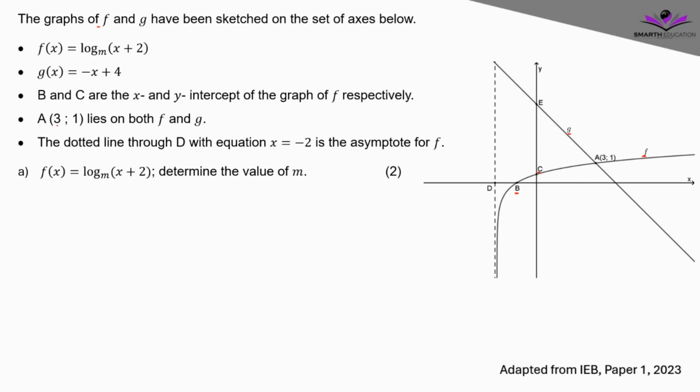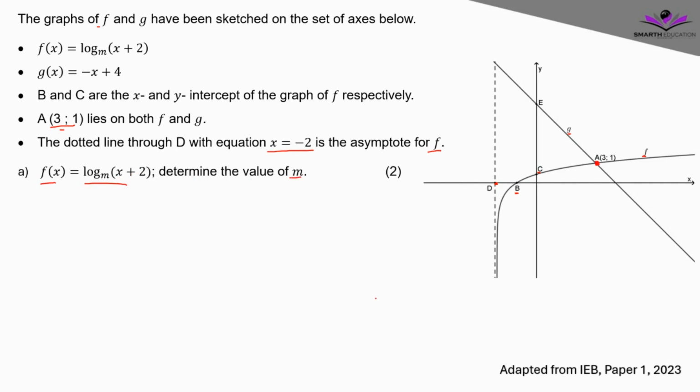The coordinates of A are (3, 1), we have there. Then A lies on both f and g. It means A is the point of intersection here. The dotted line through D, the vertical line with the equation x = -2, is the asymptote for f. Right now, f(x) is log(x + 2) to base m. Determine the value of m.